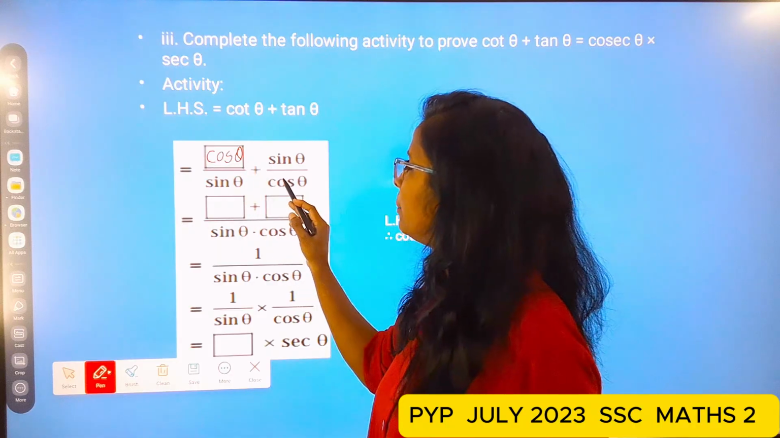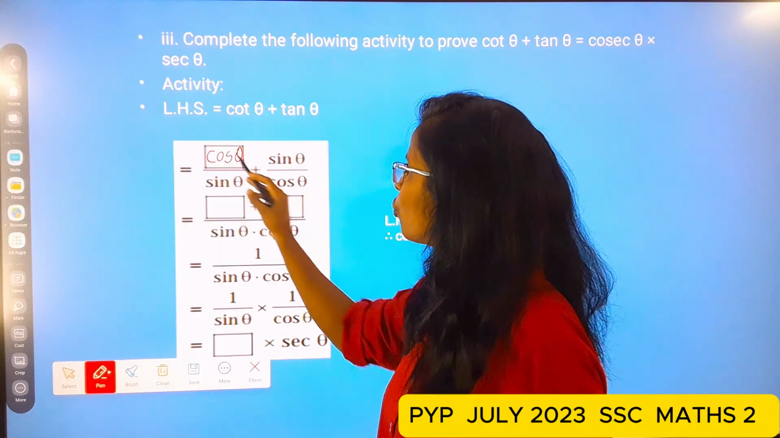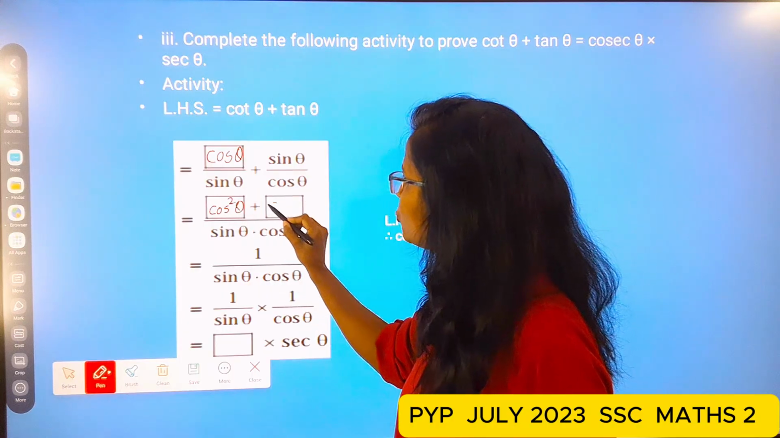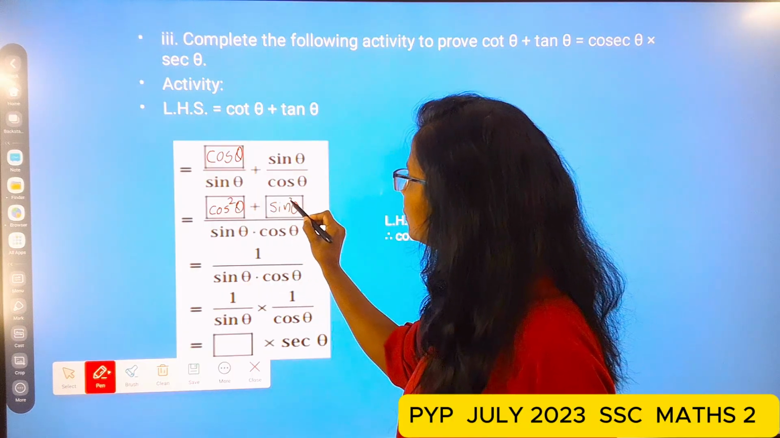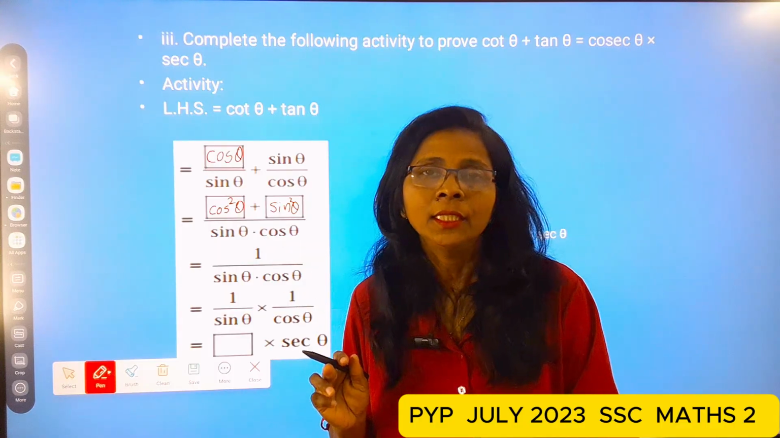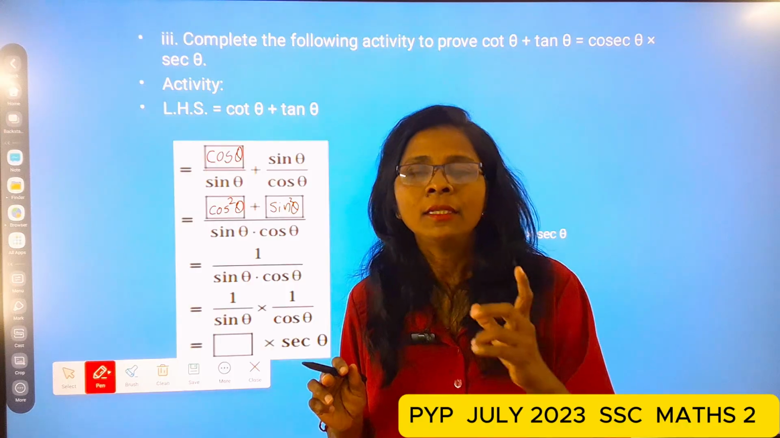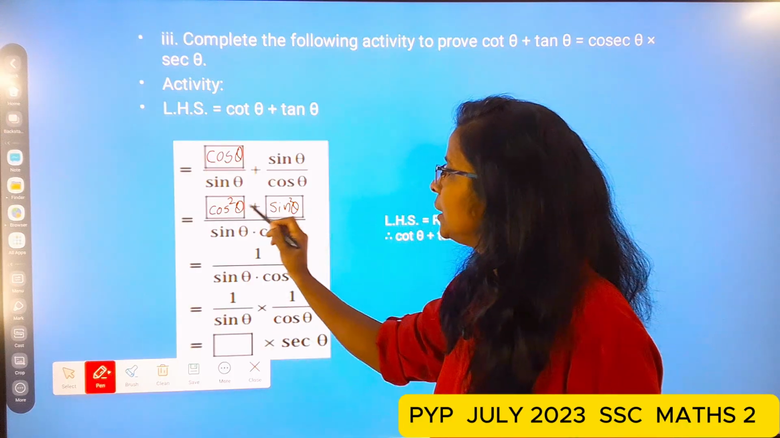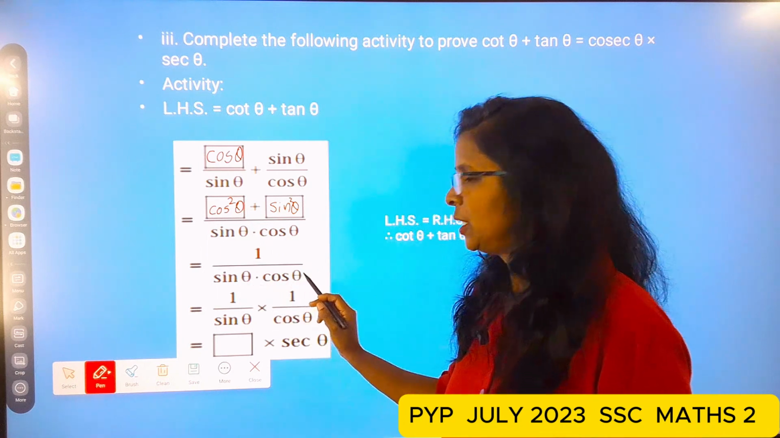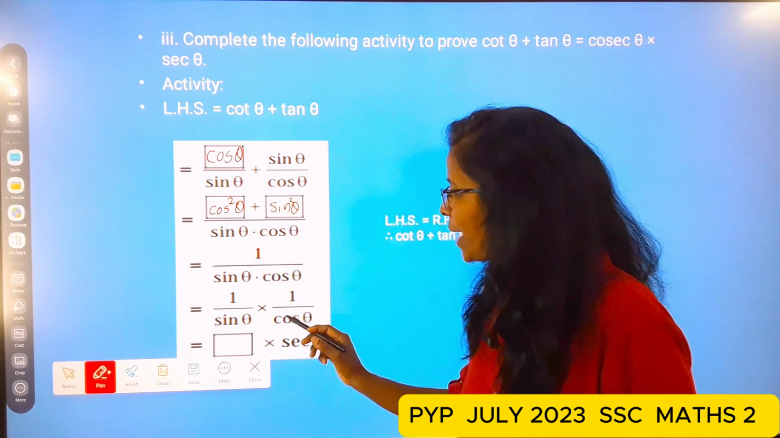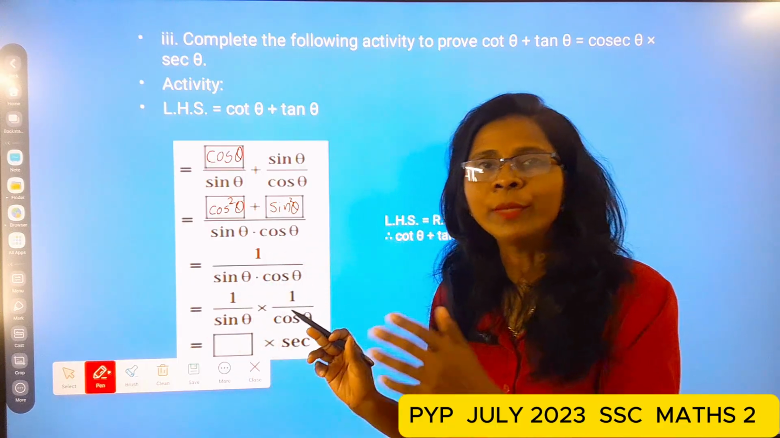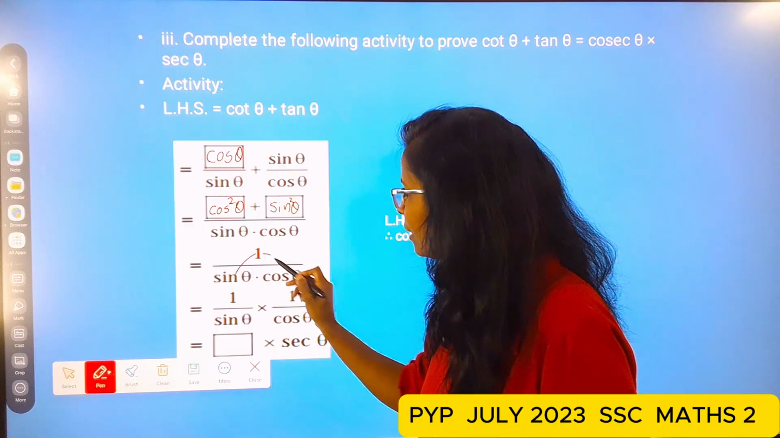Now we cross multiply because the denominators are different. So cos square theta plus sin square theta upon sin theta multiplied by cos theta. Now students, the first identity of trigonometry says that sin square theta plus cos square theta is equal to 1. So here write the 1: 1 upon sin theta multiplied by cos theta. Then the next process is the bifurcation, that is, separating the denominator into the numerator: 1 upon sin theta and then 1 upon cos theta.